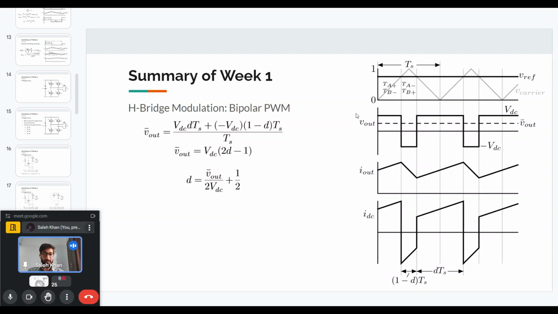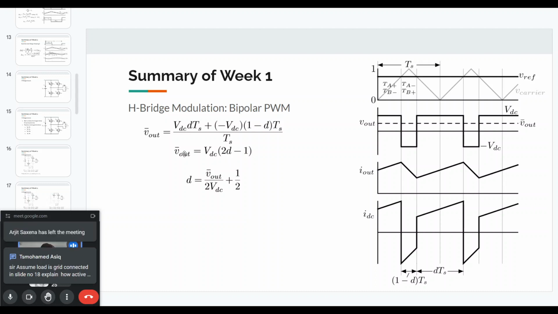And if we find the average of the output voltage, which is given here as V out bar, we can see that V out bar is equal to VDC times 2D minus 1.